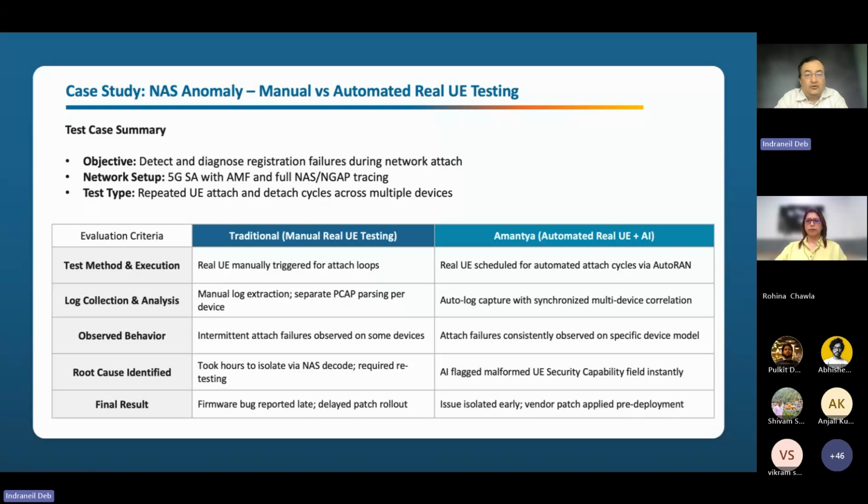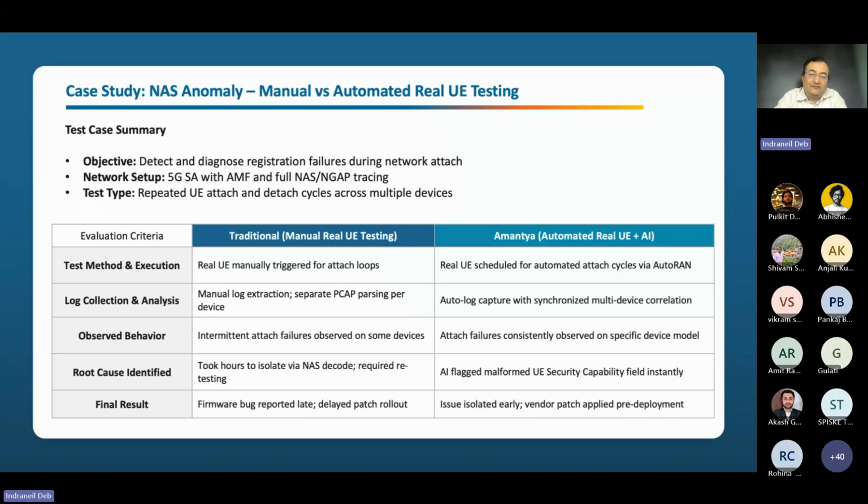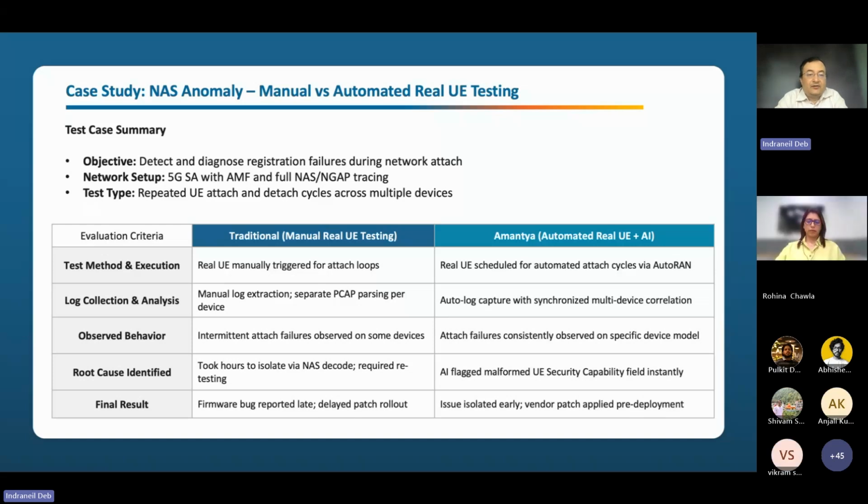And then finally, there was another test case that we did. This was more to do with the fact that here we were using real devices in both cases. The idea was to see how automated real UE testing fared against manual UE testing, and to detect and diagnose registration failures. So we had a similar simple SA setup with the AMF and with a 5G SA and real devices.